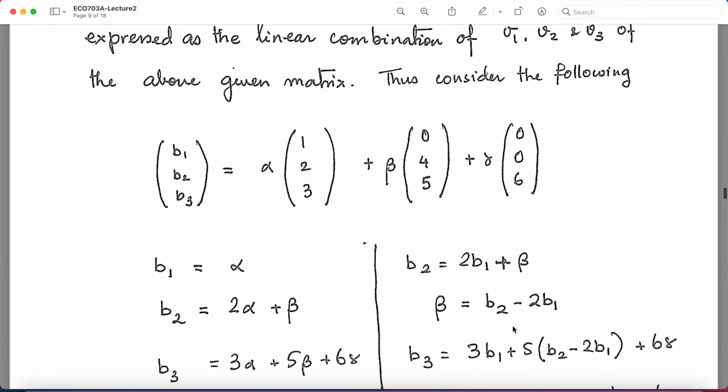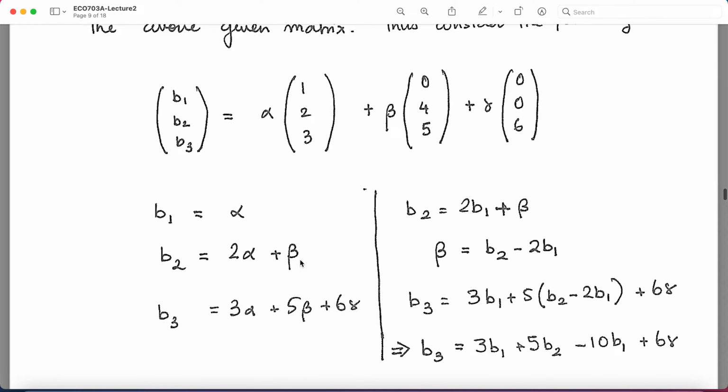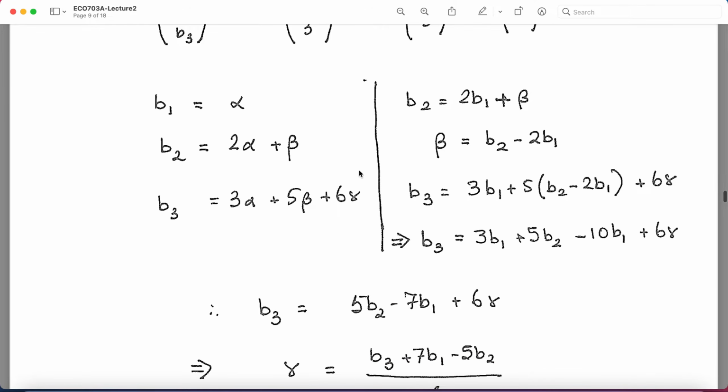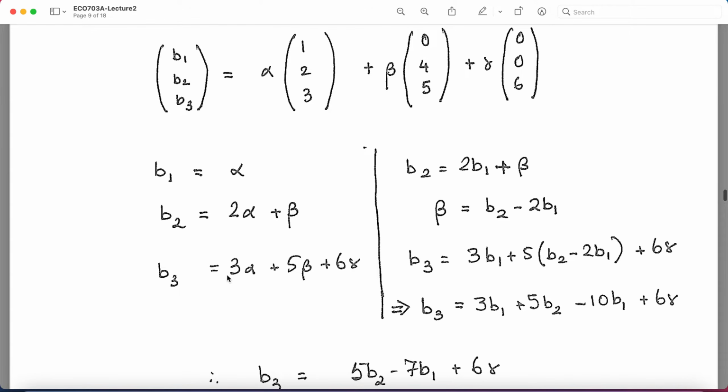Let us look at the calculation. If you look at this, I will have B1 equal to alpha, B2 equal to 2 alpha plus beta, and immediately from here alpha is equal to B1 and B2 is equal to 2 B1 plus beta. So, B2 minus 2 B1 is beta. Okay. And B3 you can again compute by putting the values: B3 is 3 alpha plus 5 beta plus 6 gamma.